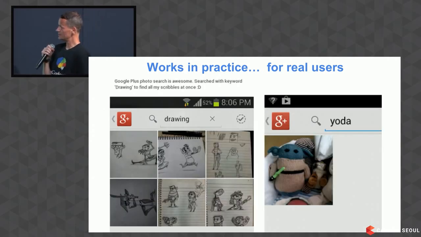So here are some more examples. If you want to look for all your drawings, you can type in drawings and it will find all the pictures that you took a long time ago of your kids' drawings or just your own drawings maybe. Here on the right, people were looking for Yoda. And what they found, actually this is Yoda, but maybe not the one they were looking for. Still, the system could actually find the doll that looks like Yoda. It's great.